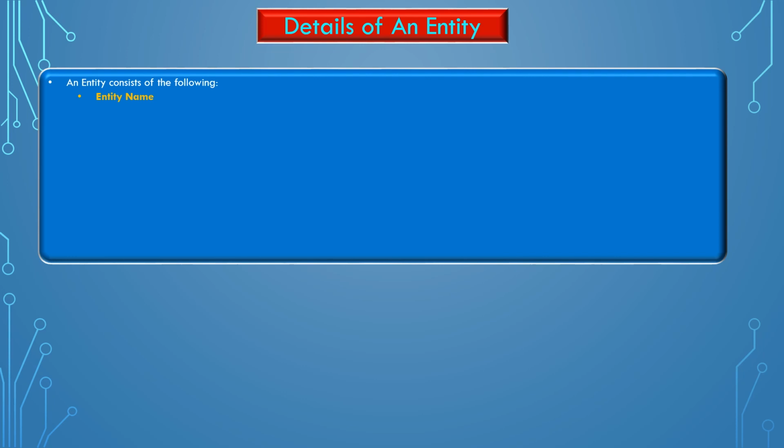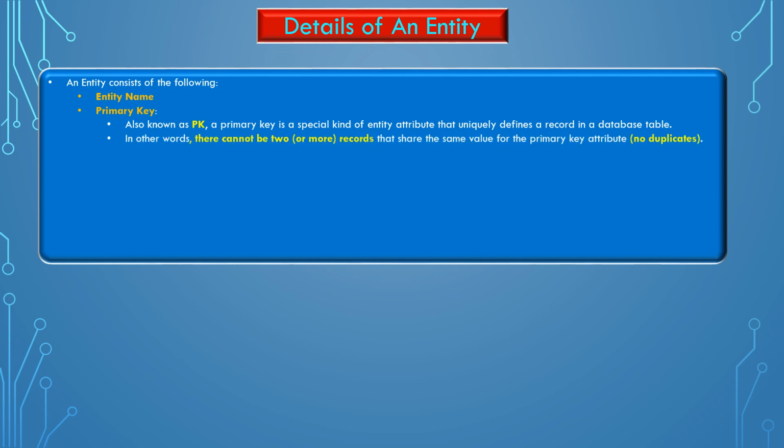Let's take a look at what an entity is composed of. An entity consists of the following: an entity name, and a primary key, also known as PK. A primary key is a special kind of entity attribute that uniquely defines a record in a database table. In other words, there cannot be two or more records that share the same value for the primary key attribute, meaning there are no duplicates allowed.